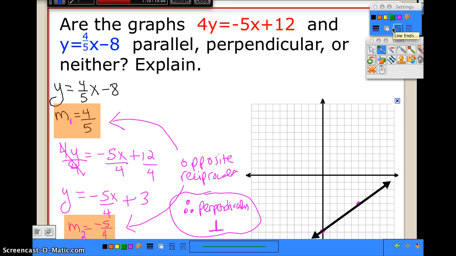And we're going to go ahead and graph the other one, which has a y-intercept of 3, 1, 2, 3, and it has a slope of -5 over 4, so I'd go down 5, 1, 2, 3, 4, 5, and right 4, 1, 2, 3, 4. I can go ahead and connect those two. And we should recognize that these guys are perpendicular, whether or not it's skewed or to scale, but it looks pretty good to me.